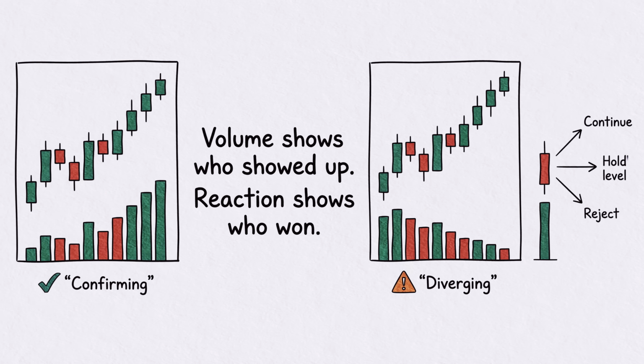3. Is volume confirming the move or diverging from it? Volume expanding with price confirms direction. Volume fading while price continues warns of weakening participation. 4. How does price react after the volume appears? This is the most important question. Does price continue, reject, hold the level, break back into the range? Volume tells you who showed up. Reaction tells you who won.